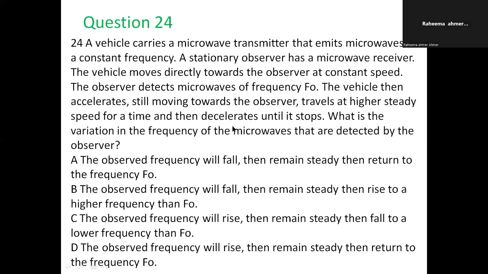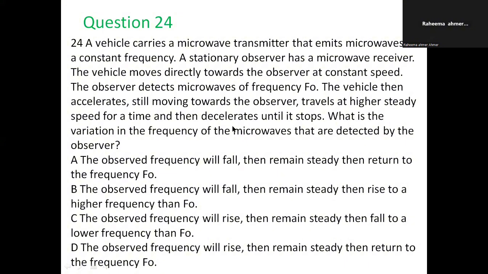When the source is decelerating, the case becomes opposite. While it is traveling towards the observer, the detected frequency would be lower than the emitted frequency. This is due to the car decelerating. So remember that during deceleration of the source, the case becomes opposite: when the source is moving towards the observer, the frequency detected would be lower than the frequency emitted, and when it's moving away, the frequency detected would be higher than the frequency emitted. So it fell to a lower frequency than f naught.